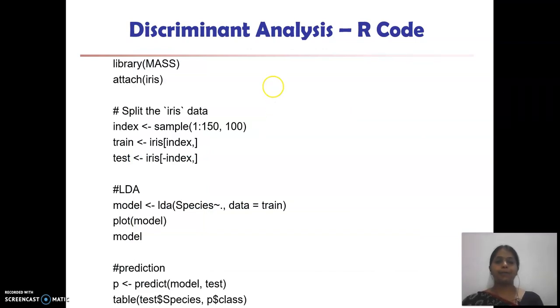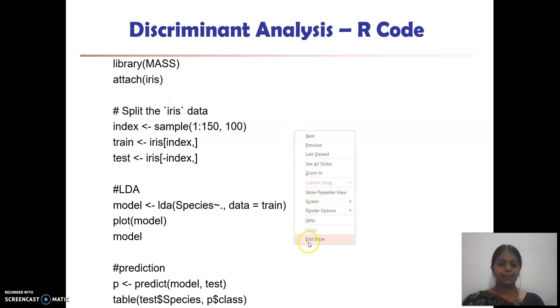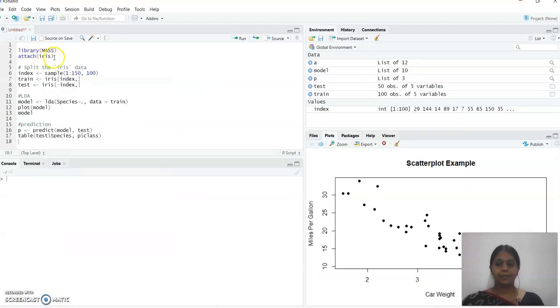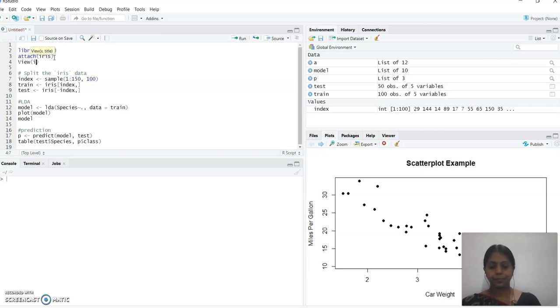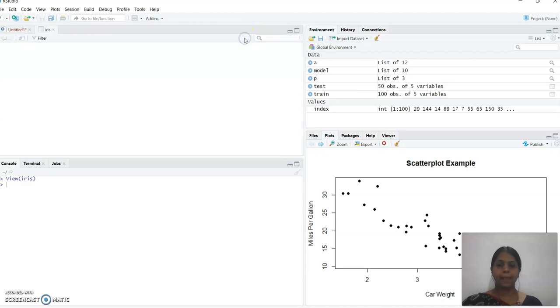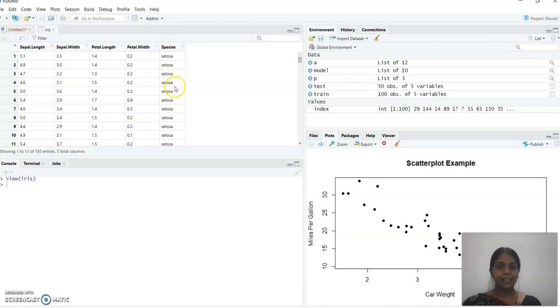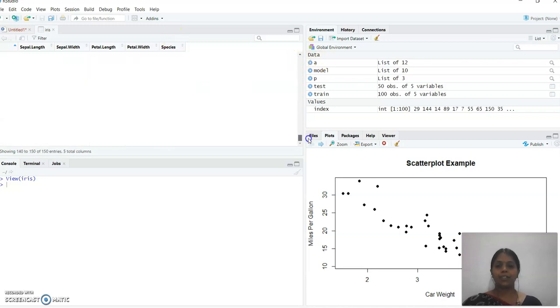Now, let's consider the R code for performing discriminant analysis in R. So, I am making use of the iris data set. You're all aware of the iris data set. There are 4 independent variables: sepal length, sepal width, petal length, petal width, and the target is the type of flower, which is the categorical variable. The process is like this. We are splitting the data. Just recall the iris data set. This is the data set, this is the target variable, and the data set has 150 observations.